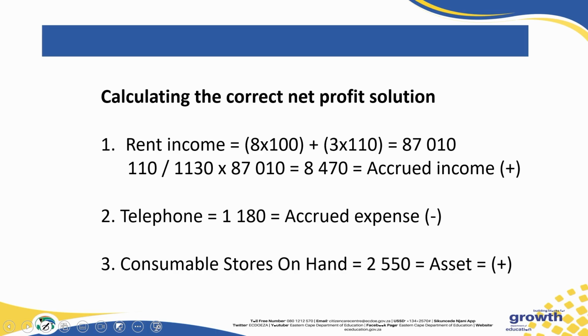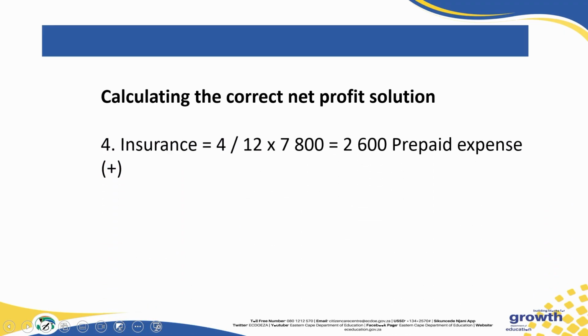Thirdly, we have consumable stores on hand. The consumable stores on hand is 2,550, and that is an asset, and we are going to add it to our statement. So the important things we are looking at here is the 8,470 for the rent income, the 1,180 for the accrued expense, the 2,550 for the consumable stores on hand. Then lastly, number 4, the insurance. We have prepaid for 4 months because our year ends on the 28th of Feb. So we have paid for March, April, May, and June. So 4/12 times 7,800 gives us 2,600, and that is a prepaid expense. Prepaid expense is an asset, and we add our assets.